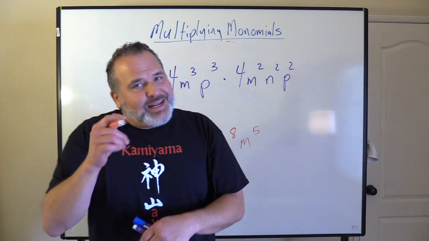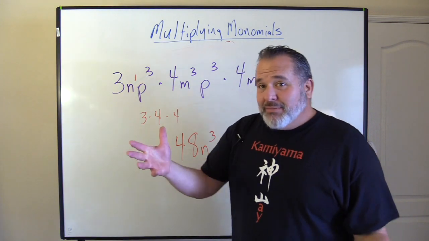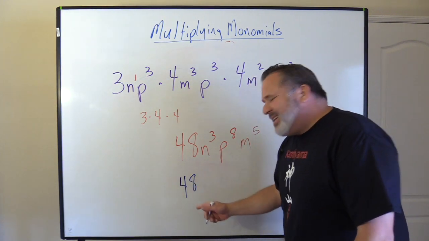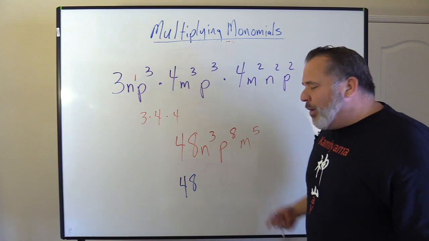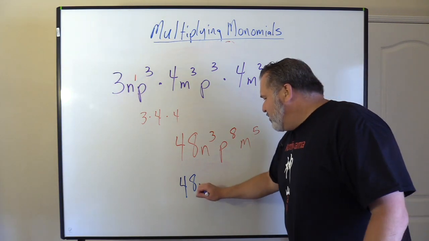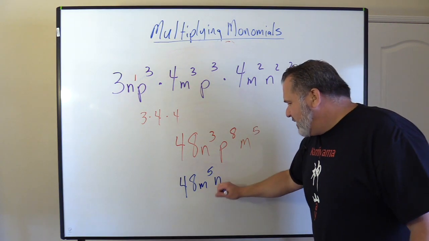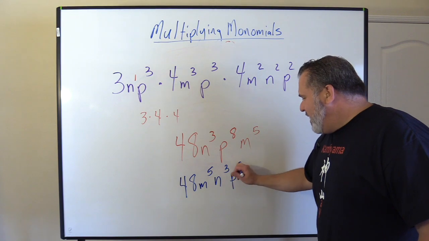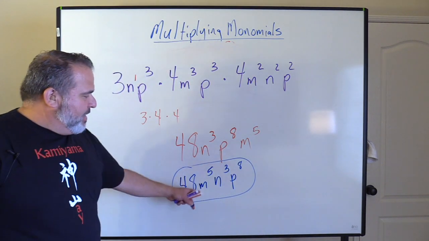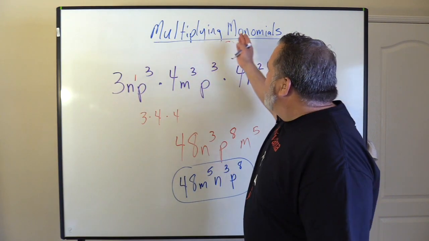But maybe we should try to put these in alphabetical order to make sure that our teacher don't get mad at us, right? Because I don't know, this is the Kamiyama way, but maybe it's something different with a different teacher. So here we go, watch. Start off with the 48, because that coefficient just goes first all the time. Now, what comes first in the alphabet? N, P, or M? M. So that's going to be M to the 5th. Then what? M, N, O, P, right? So N comes next. That's going to be 3. And then P is going to be 8. And look at that. That's our answer right there. All right? So what is it again? 48, M to the 5th, N to the 3rd, P to the 8th. Just like that. That is how we're going to multiply monomials.